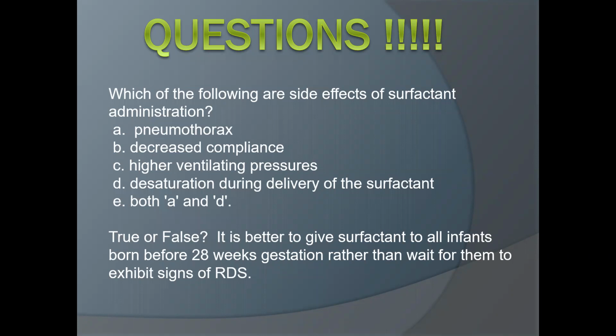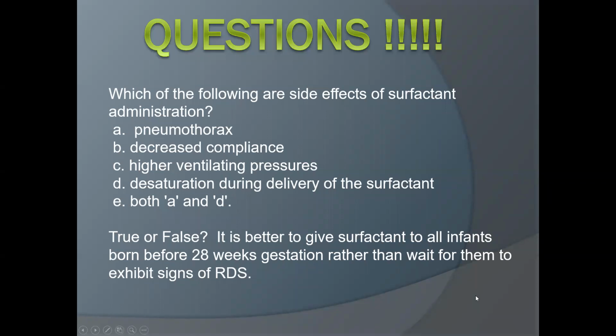And then do you get desaturation during delivery of the surfactant? Yes, because the surfactant is thick. It's like dish soap or liquid dish detergent. It's pretty thick. And as it's going through the airways, it tends to clog up the airways until it finds its way through to the alveoli and gets absorbed. So as it's doing that, you'll notice that the O2 sats fall. So the answer is E, both A and D.